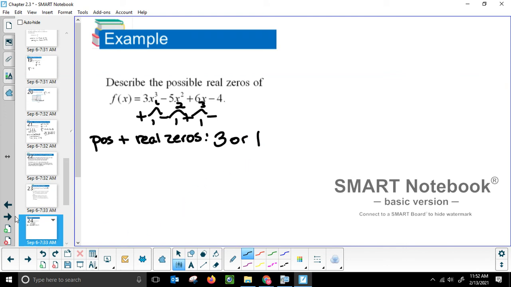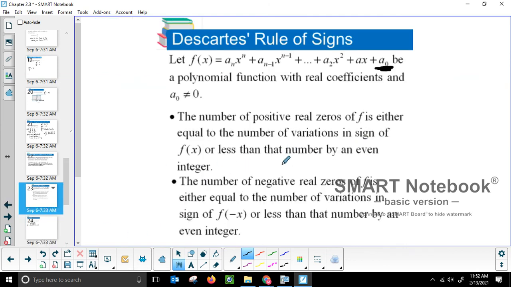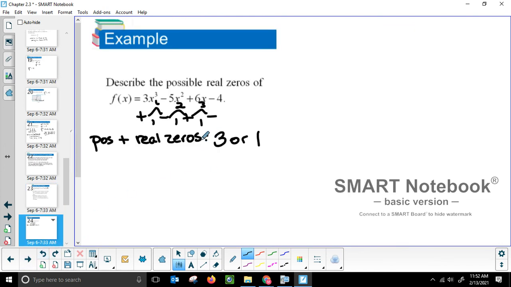This is where, in the last slide, it said 'or less than that number by an even integer.' Basically, whatever the number of sign changes is, you keep subtracting 2 until you get to 1 or 0. Obviously, you can't have negative solutions.